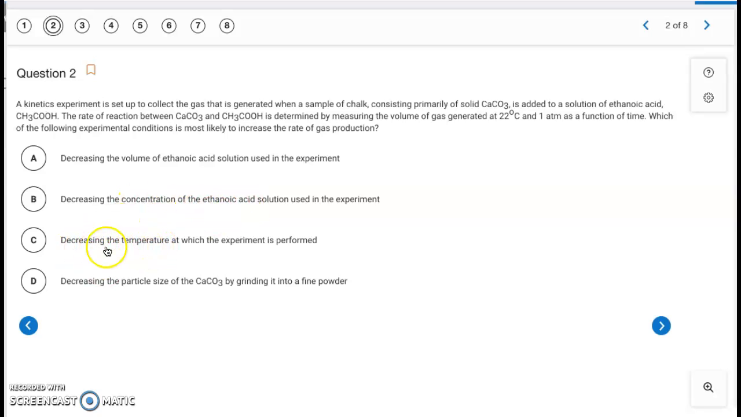Decreasing the temperature has the opposite effect also. We want to increase the temperature to make a reaction go faster. Decreasing the particle size, that's what we're looking for. Decreasing particle size means we're increasing surface area. So we're going to have more collisions with smaller particles. So it's going to be letter D.